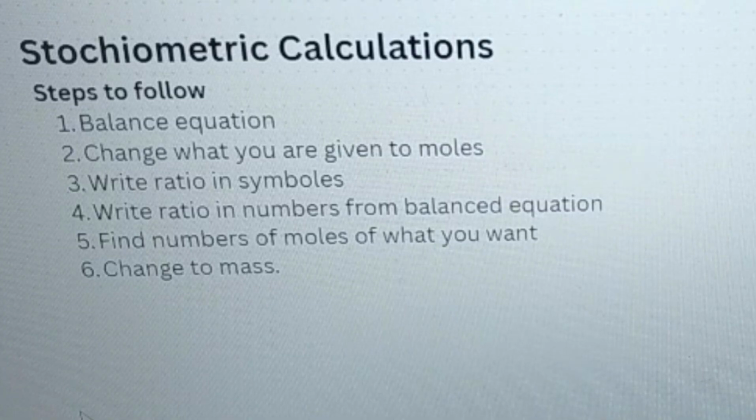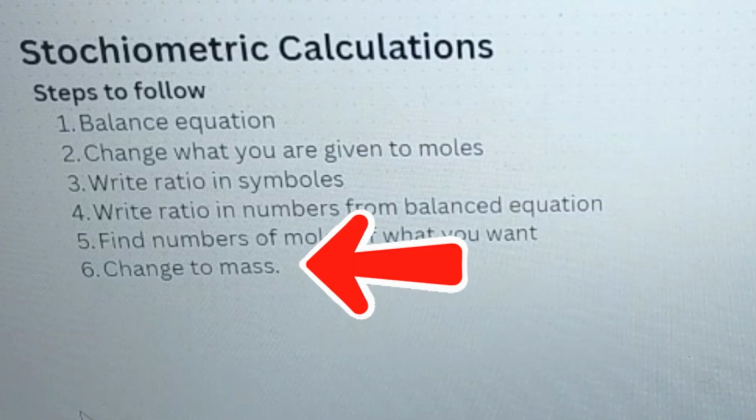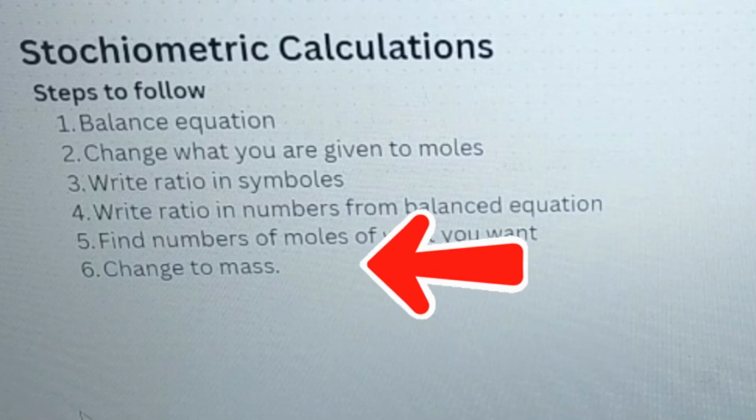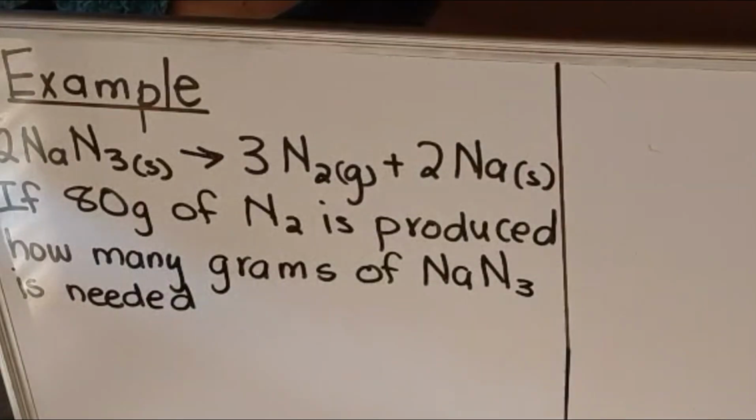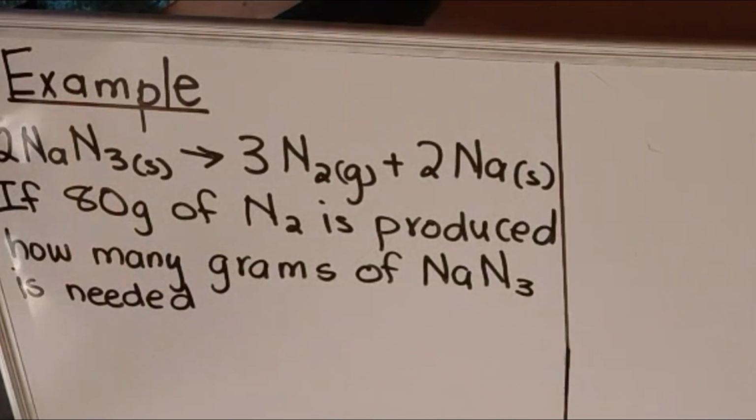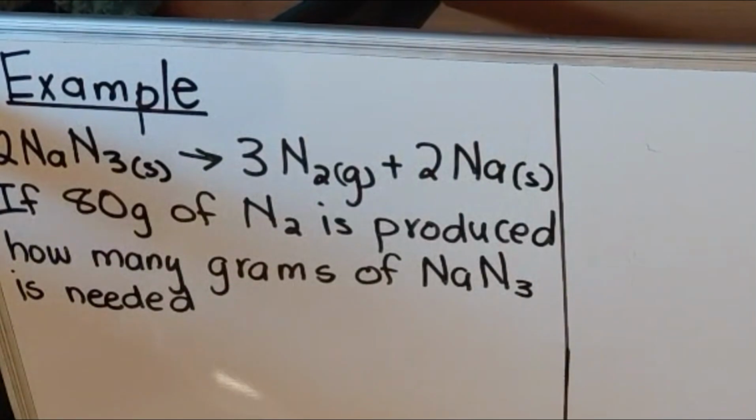Then when you get the moles of what you are asked, you change it to mass. This will be better explained by an example. Let us look at an example. This is the example we are going to use to explain the stoichiometry.